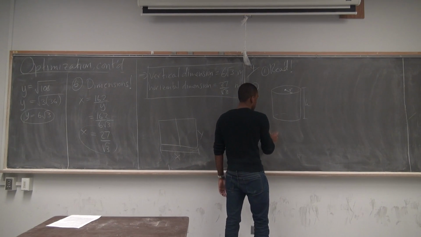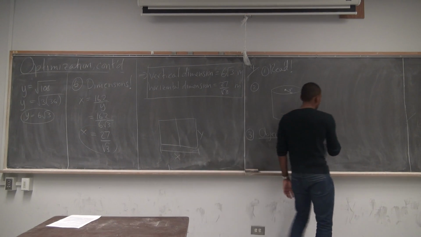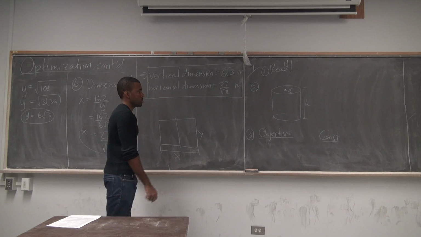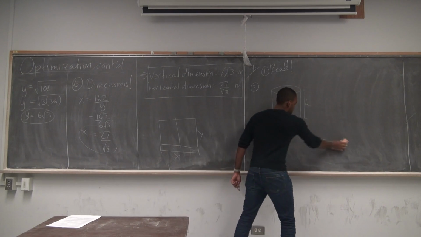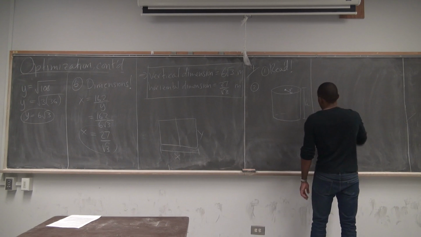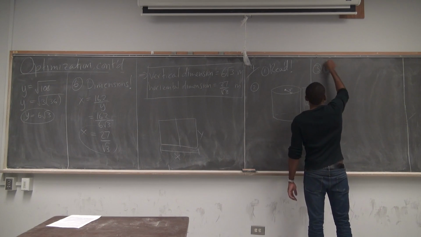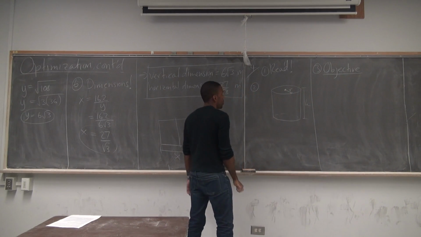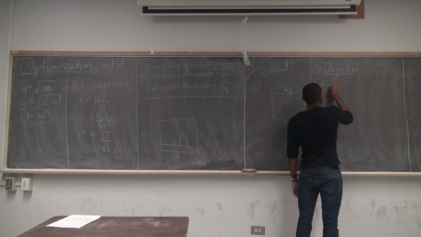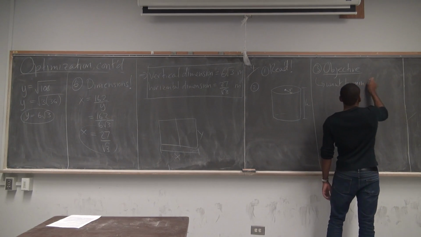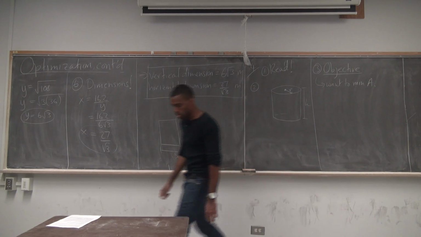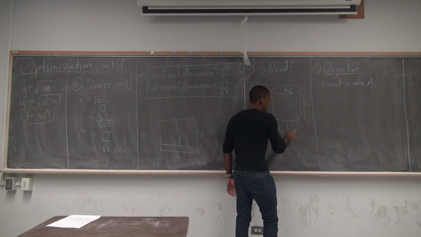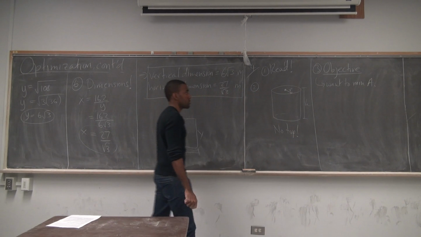Step 3. We're going to have the objective and the constraint. What is our objective here? How do we figure out the objective? We want to minimize. Okay, tell me what the surface area is. The cylindrical can without a top. So notice that there's no top here. That's going to be important. How do we figure that out?